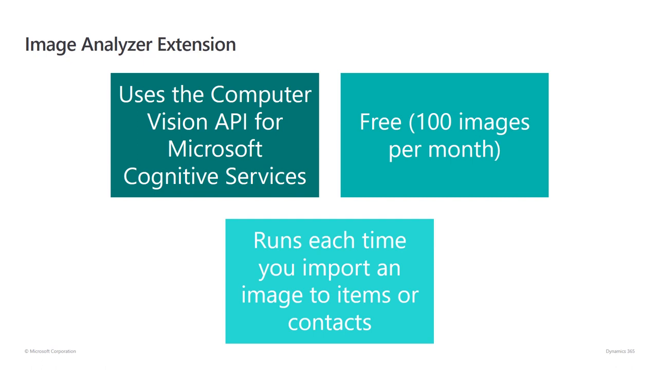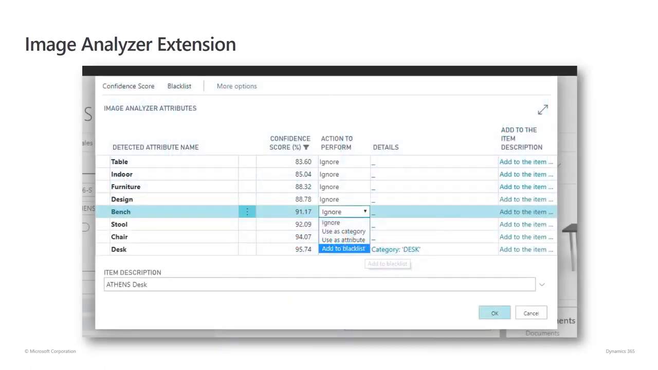After you enable the extension, Image Analyzer runs each time you import an image to an item or to a contact person. You will see the attributes, confidence level, and details right away, and you can decide what to do with each attribute. When you click the action Analyze Picture on the item card, the system will provide you with all the tags which it has a decent confidence score on. This is actually based on a setup on the Image Analysis Setup page, where you can easily manage the item description as well as categories and attributes. You can even blacklist certain tags so as not to see them again in the future.